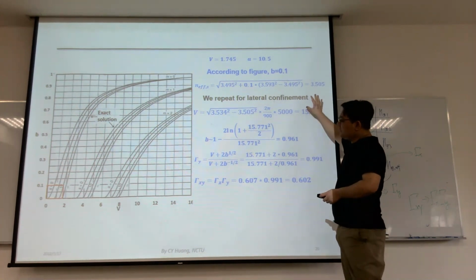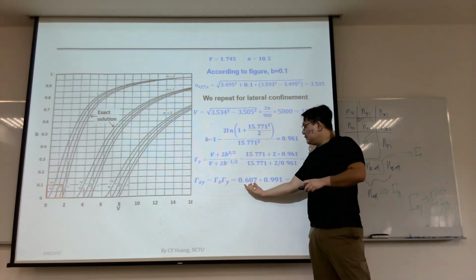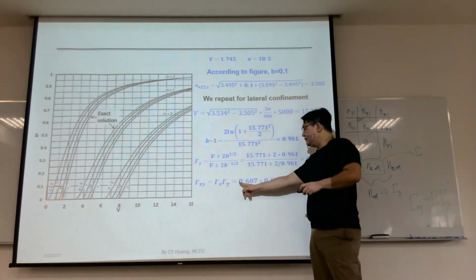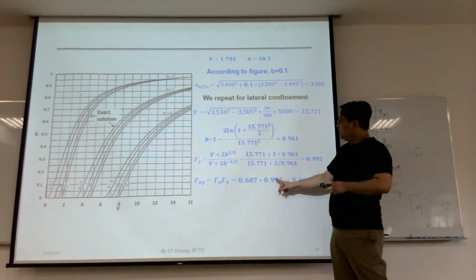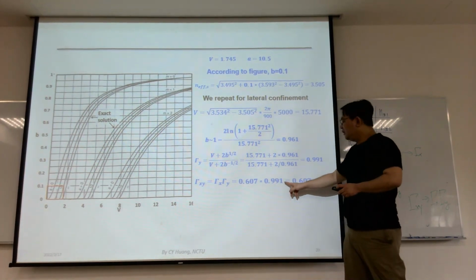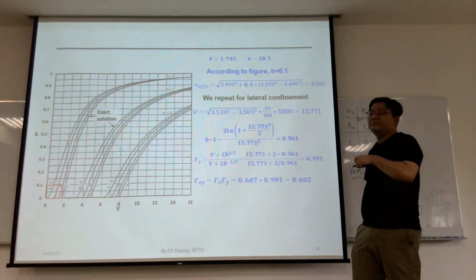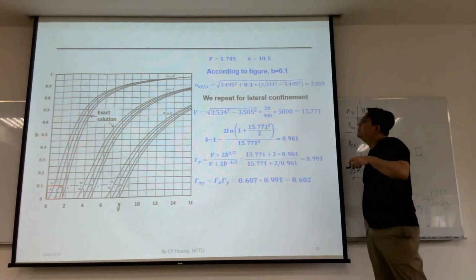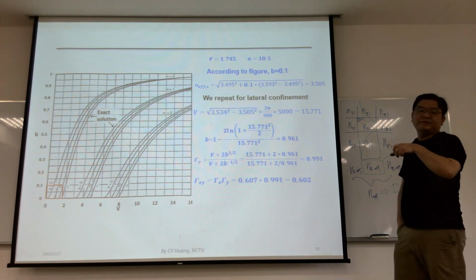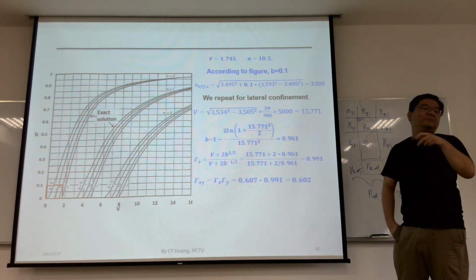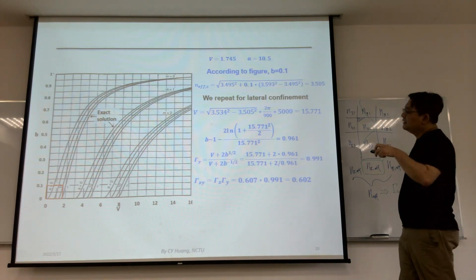Okay, so back to this problem. Now we have the vertical confinement factor of 0.607 and the lateral confinement factor almost 1. So we yield a final confinement factor still around 0.602. This is a very good practice for you to test whether you learned something from that.